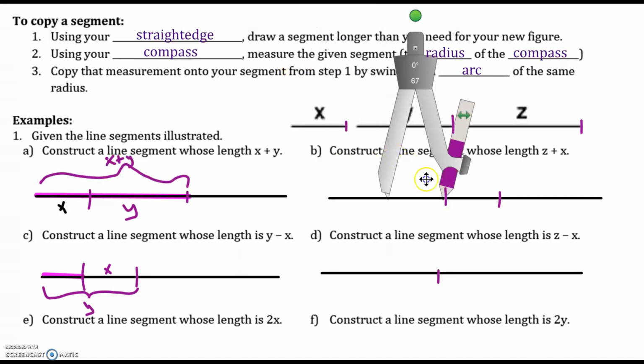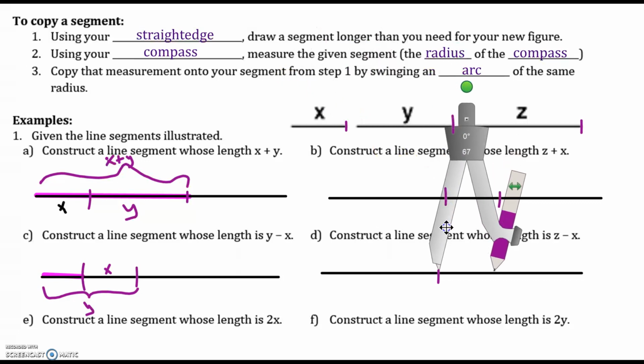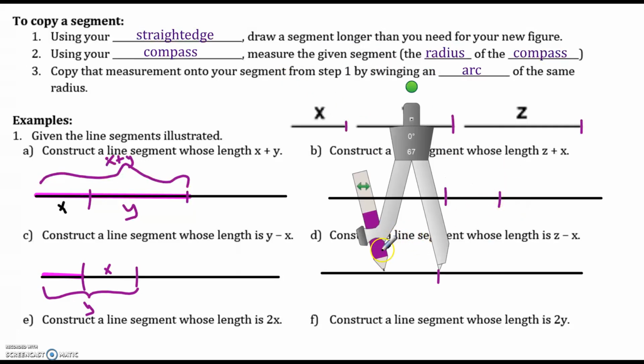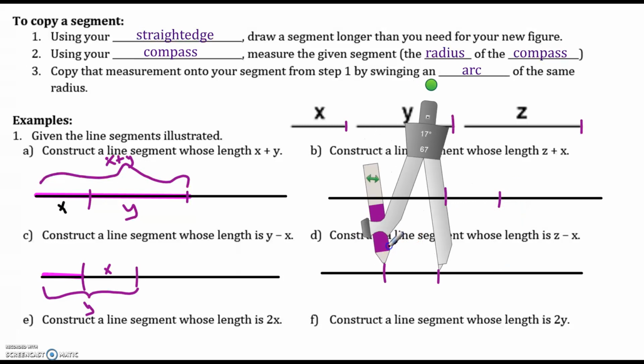And we're going to bring that to the end of z, and instead of going and adding it on, we're going to go back inward and take it away from the end of z. And so your answer will be in here, z minus x, this length.